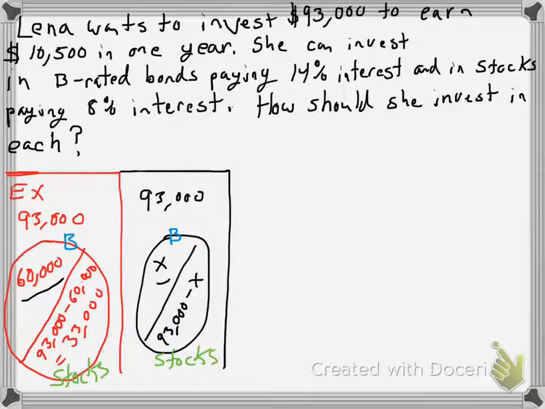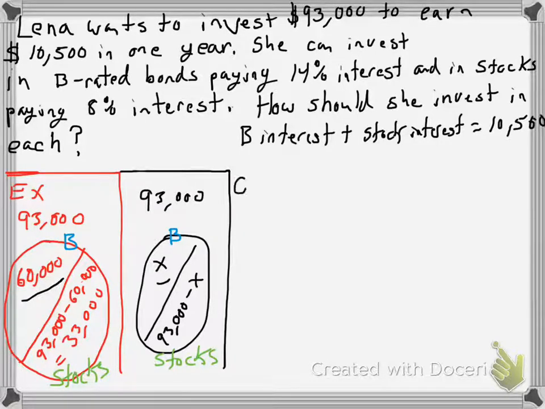And we'll say that the top part is the B-rated bonds and the other one is stocks. And how I would find the interest earned is, it's a simple interest problem. I take the principal, which is how much I'm depositing, and then multiply it by its interest as a decimal. So I'll write this first: B interest plus stock interest, and that's going to equal the amount we want, which is $10,500.